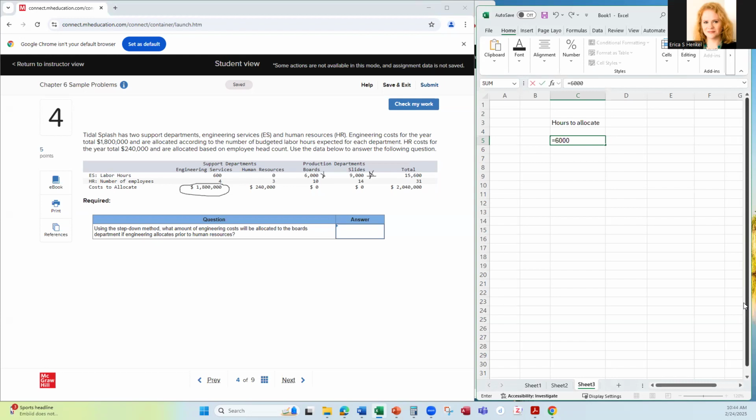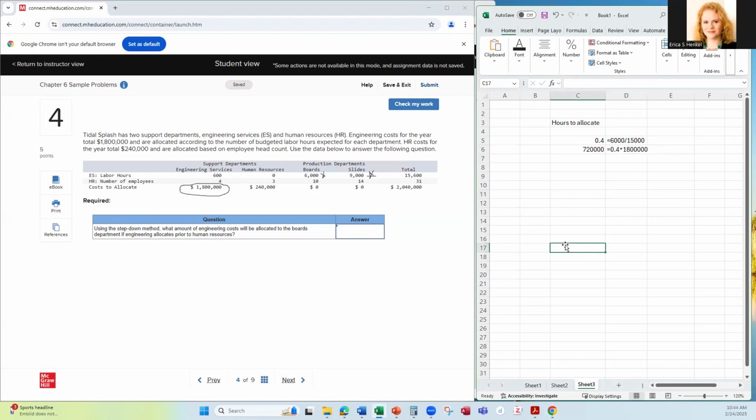So we're going to just do this. In this case, it actually works out very similarly to the direct method because we have a total of 15,000 hours here. Since there's no hours in human resources, we aren't allocating any to them. So 40% of the costs are going to get assigned to the board department. So that gets us $720,000.